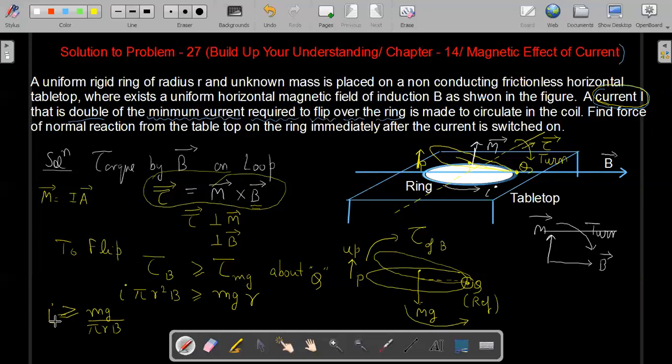So this small I defines the amount of current at which the ring will flip, and right now the current in the loop is capital I, which is double this value. So as per the statement of this question, I can write capital I equals 2 times mg upon pi small r b, and therefore you can find the mass of the ring from this expression. Notice here the mass is unknown, so from this we can find the mass of the ring. Moving to the next part of the question.